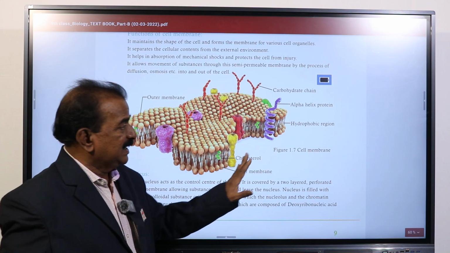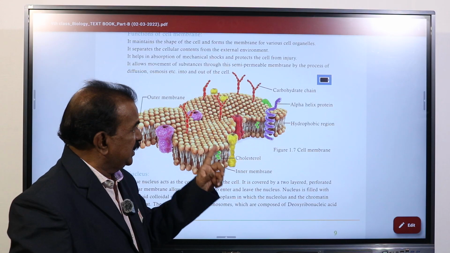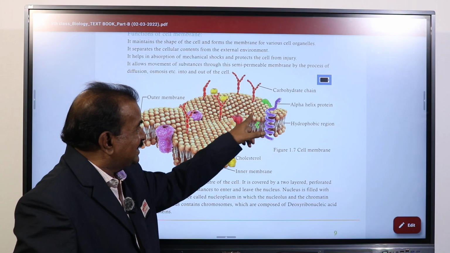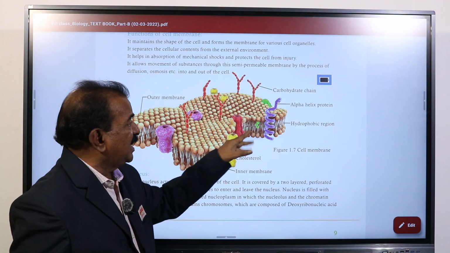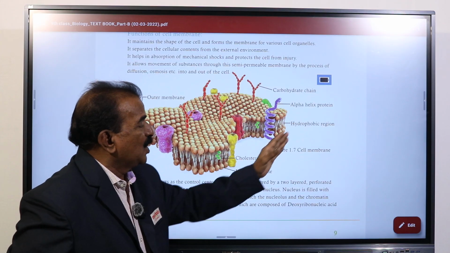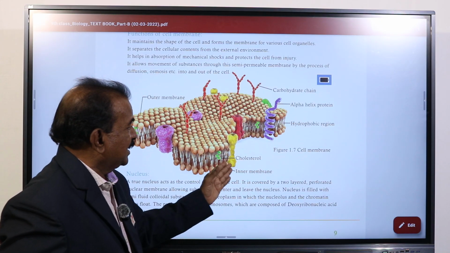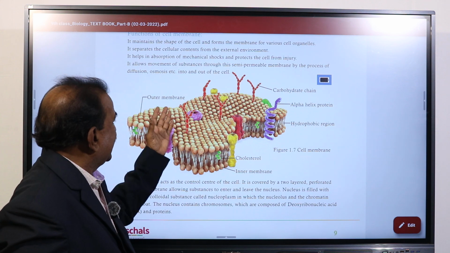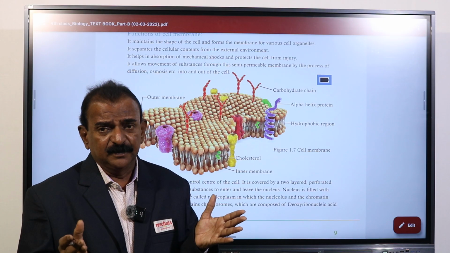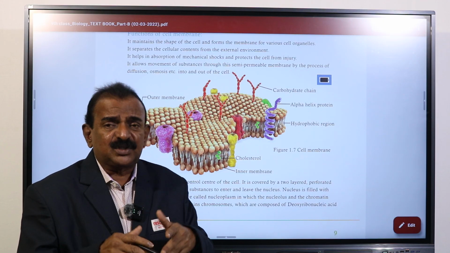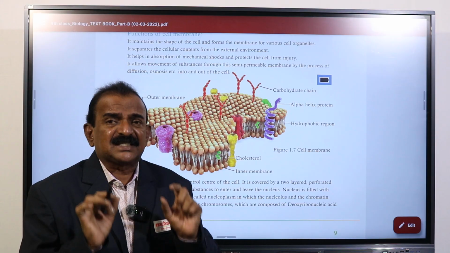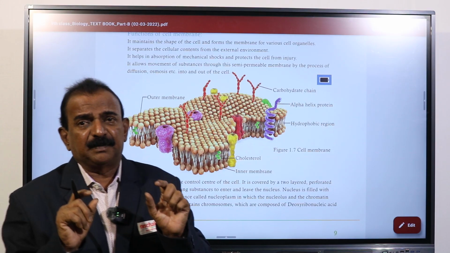Now you are observing a good diagram, figure number 1.7, that is the cell membrane. Here you are observing the lipid layer, and this lipid layer is sandwiched between the two protein layers, and there is the presence of carbohydrate chain, alpha helix protein, hydrophobic region, cholesterol, and inner membrane and outer membrane. The inner and outer membranes have proteins, and in between the inner protein and outer protein layer, the lipid layer is sandwiched. So that is the structure of the cell membrane or plasma membrane.